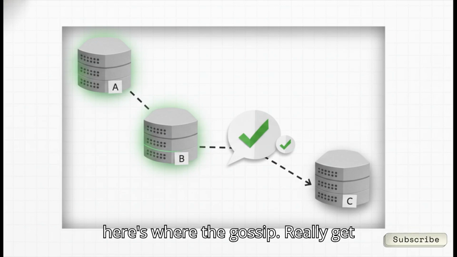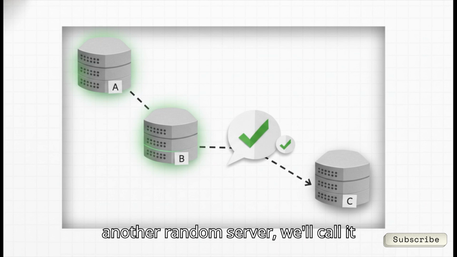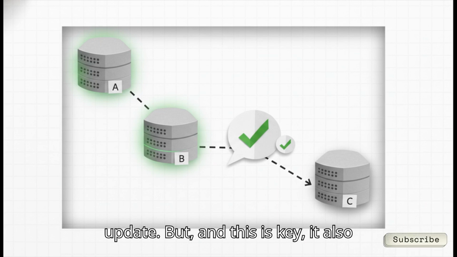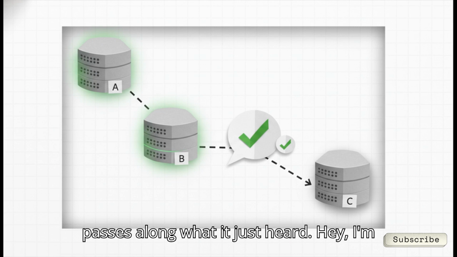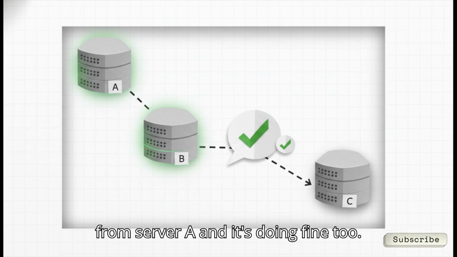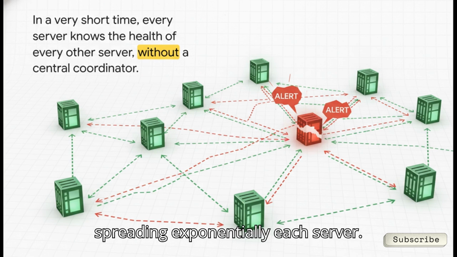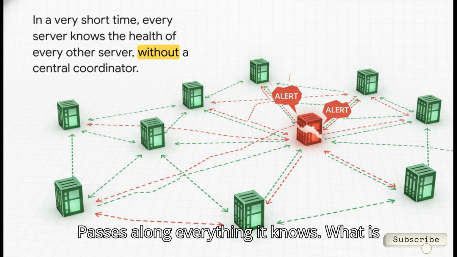Okay, now here's where the gossip really gets started. A second later, server B picks another random server, we'll call it server C, and sends its own health update. But, and this is key, it also passes along what it just heard. Hey, I'm doing fine, and by the way, I just heard from server A, and it's doing fine too. And this process just keeps repeating, spreading exponentially. Each server passes along everything it knows.